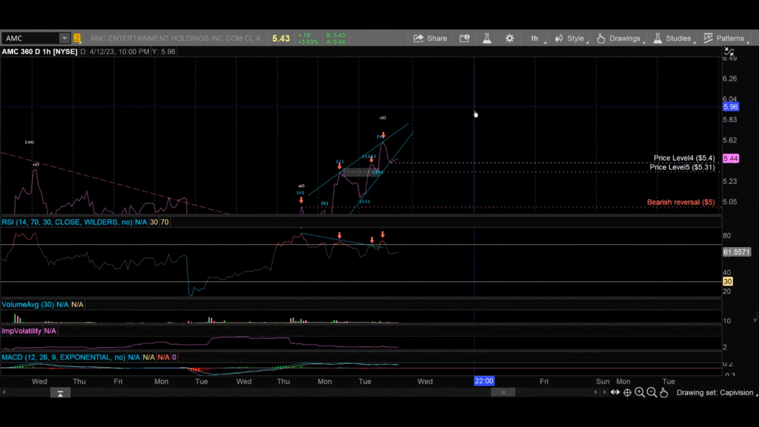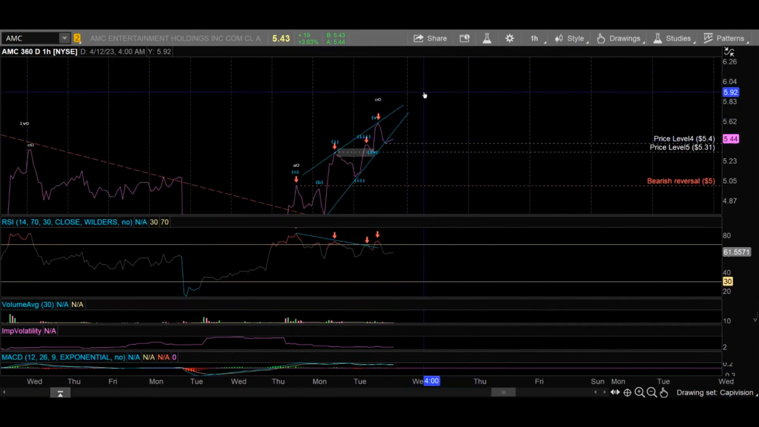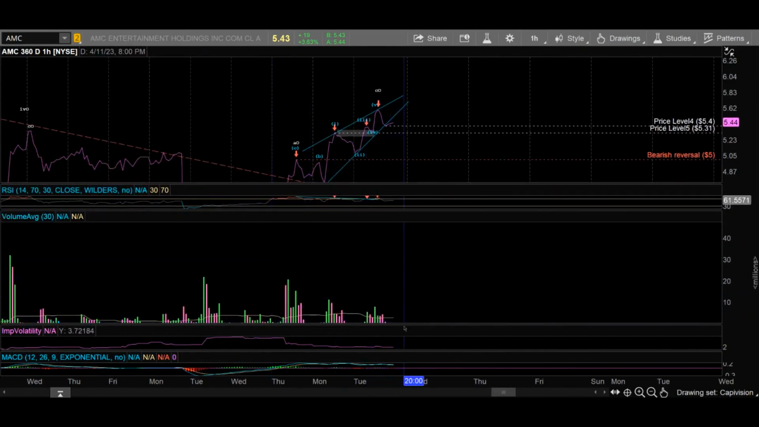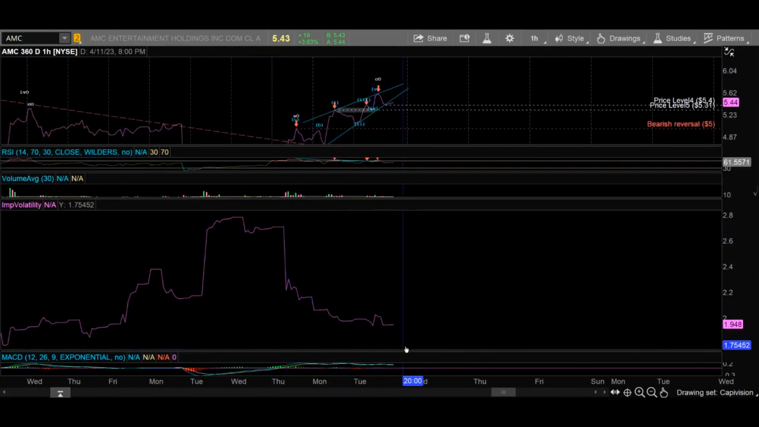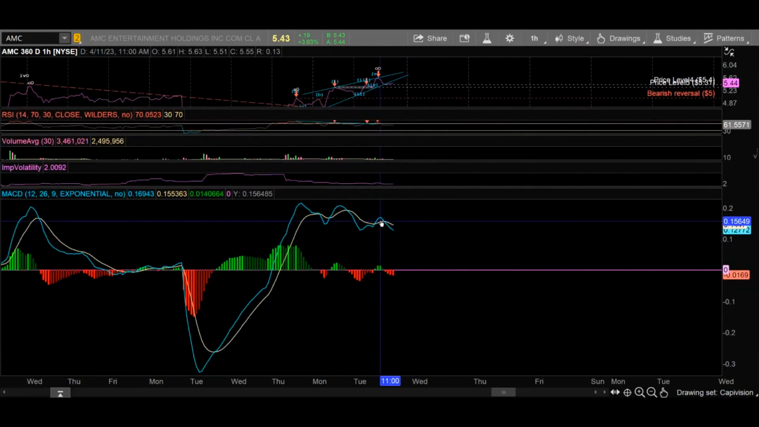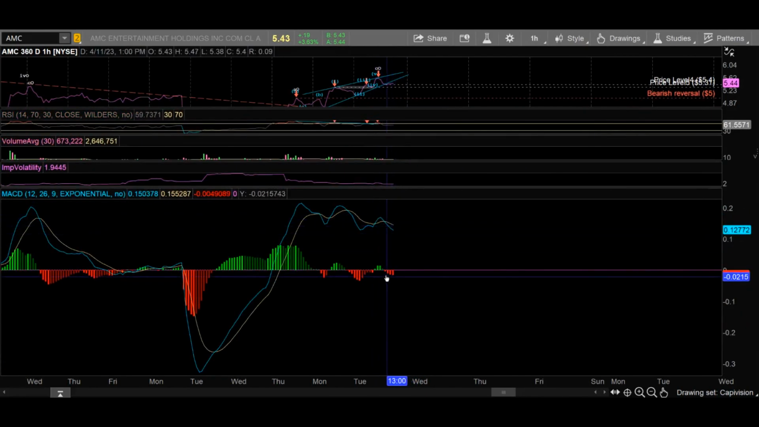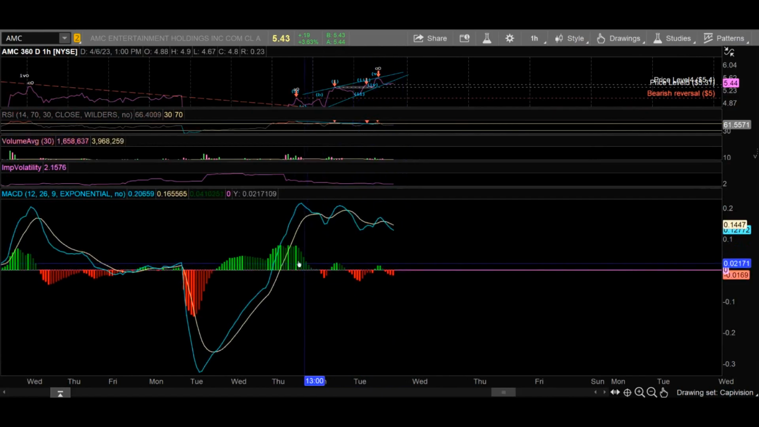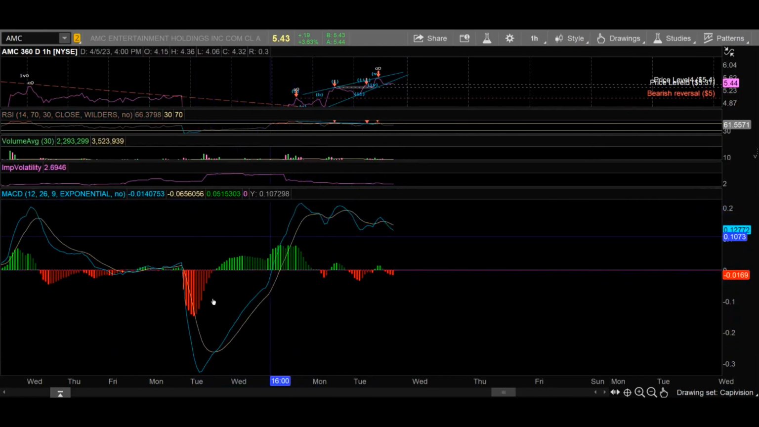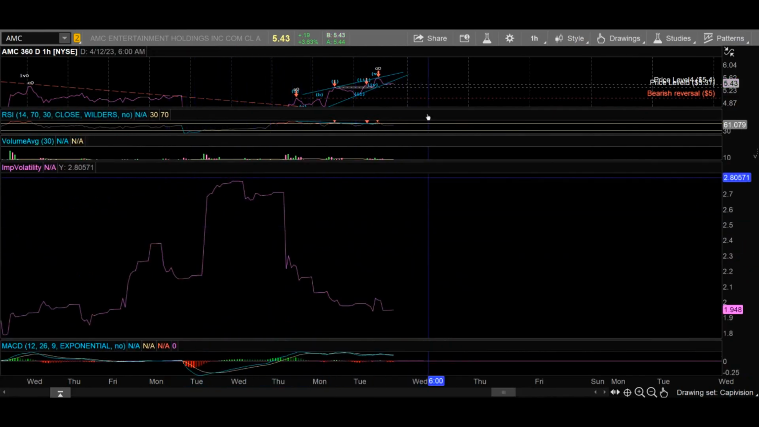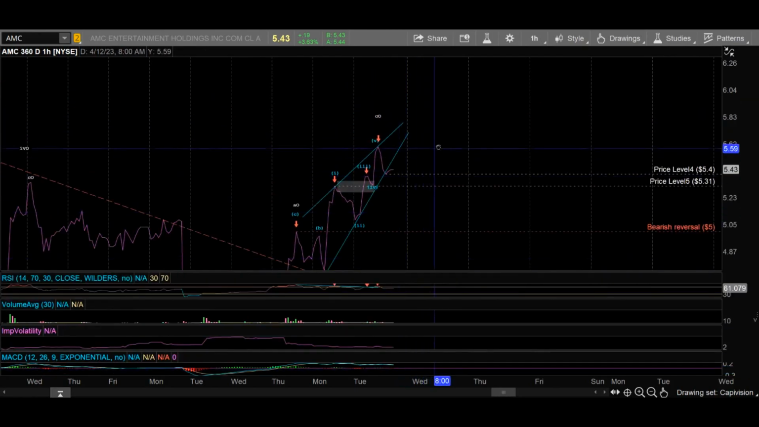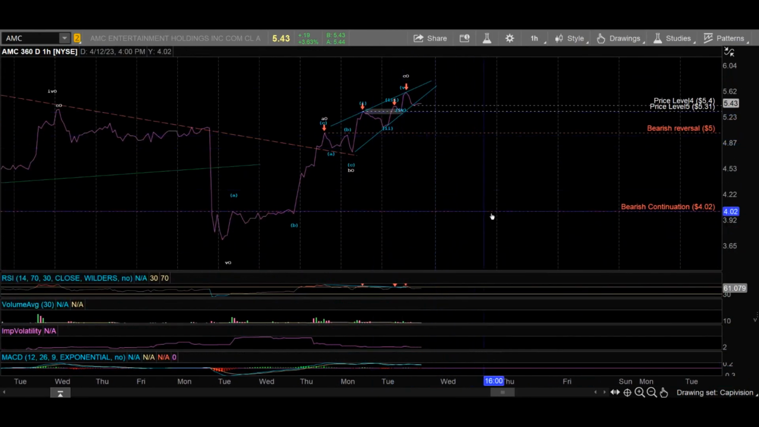So yeah, that $6 target's tempting. And yes, the price can push up there. But honestly, it looks like we're losing momentum and volume. Implied volatility is saying we're done going up. And the MACD has had a bearish cross where the short period is now heading down. Histogram's growing. And you can see that this has been oscillating wildly through here. So yeah, AMC is probably getting ready to head back down.